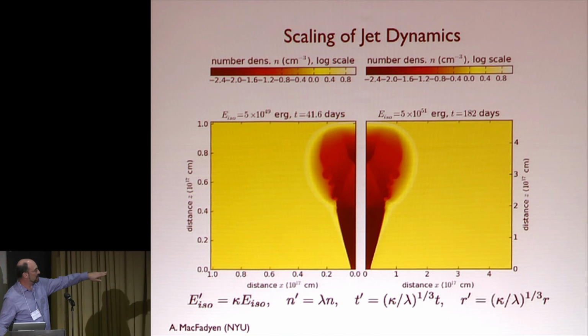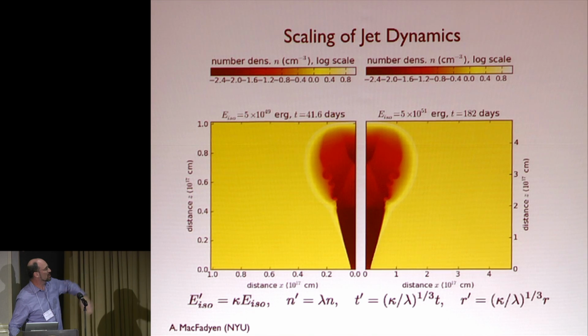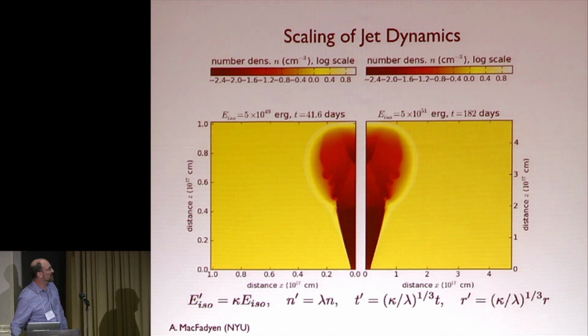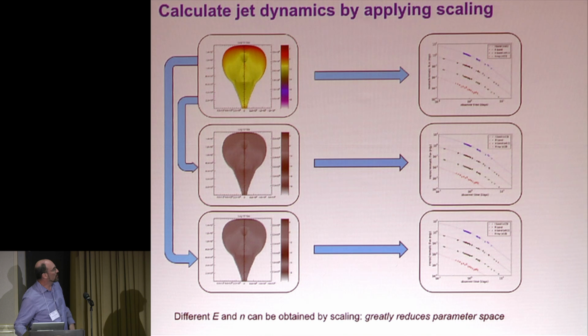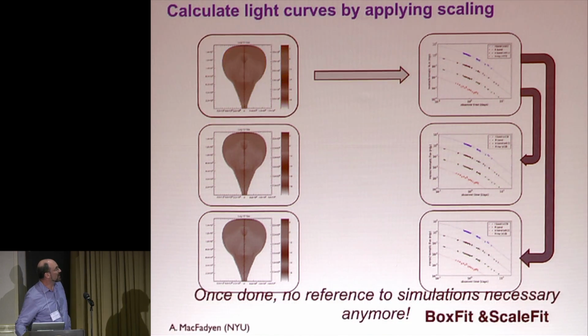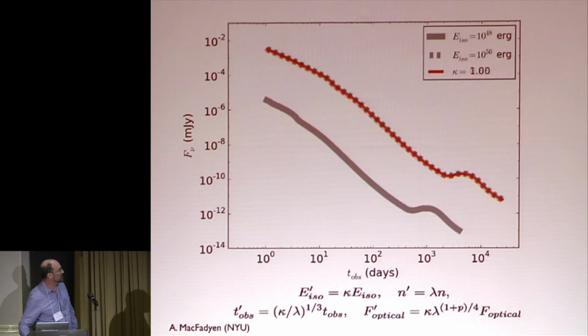And this is put together in a code called Boxfit. So you can put any radiation on top of the dynamics there. And so we can just use this set of simulations to fit data. And so we don't need to do any more hydro simulations anymore.